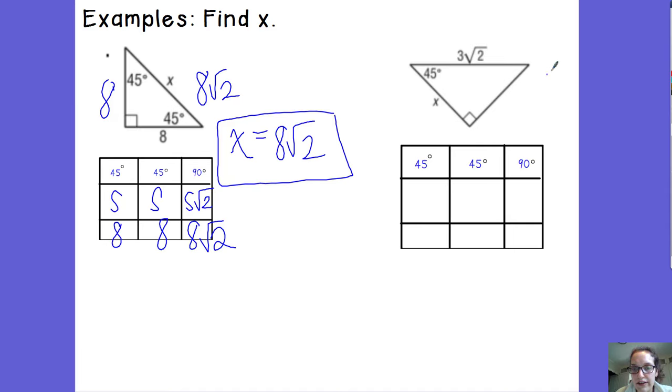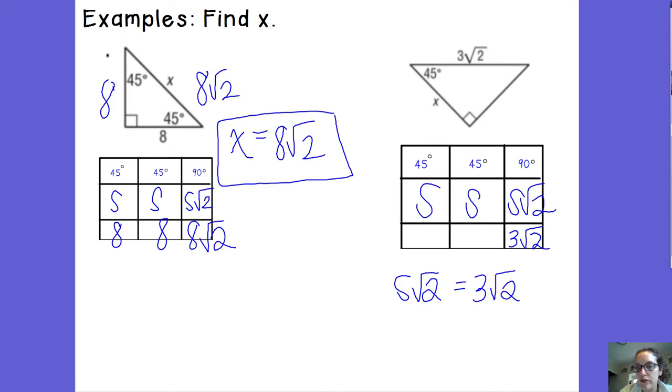Okay, second right triangle. Across from the 45 is s, s, s root 2. So let's think about which side we do know. On this triangle, we know that the hypotenuse is 3 root 2. We know the side across from the 90-degree angle is 3 root 2. So I'm going to plug 3 root 2 into this box in the chart. I don't know what s is, but I do know that s root 2 is equal to 3 root 2. I know that the hypotenuse is 3 root 2.